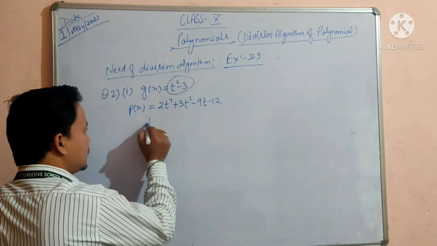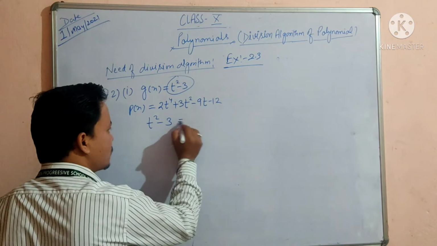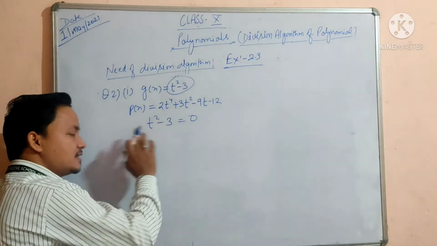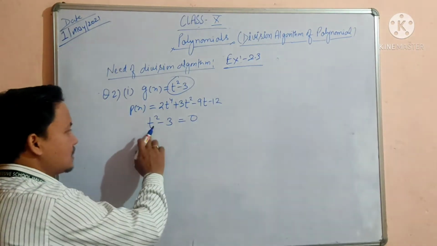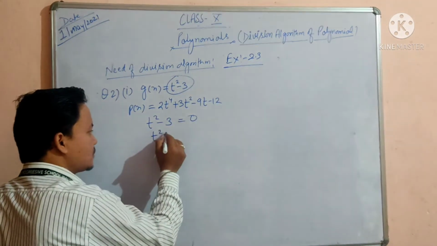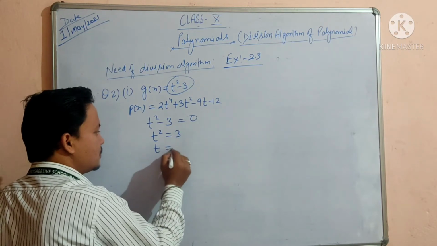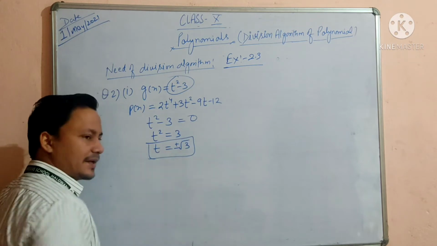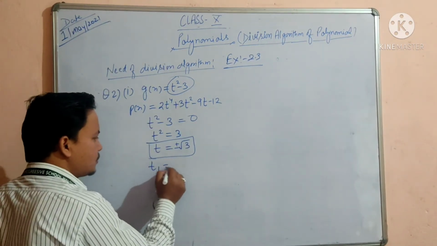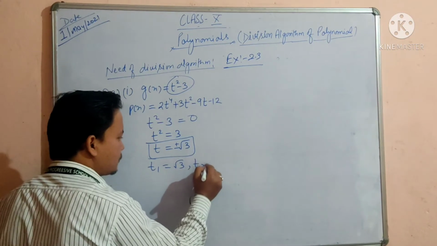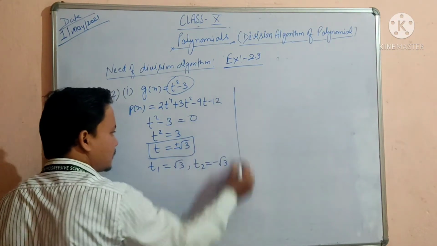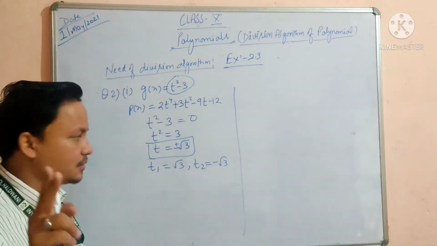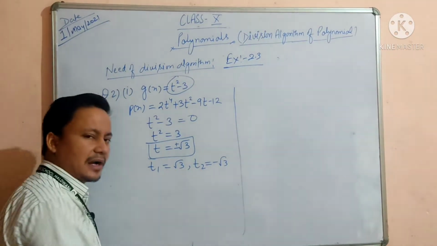From here see t square minus 3 is equal to 0. Okay, we will put the first polynomial equal to 0 so that we can easily find the value of t. So t square minus 3 equal to 0, then we get t square is equal to 3, and from here t is equal to plus minus root of 3. Okay, so from here we get t1 is equal to root 3, and t2 is equal to minus root 3, because as you see this is a quadratic polynomial, so it will give you two zeros. The very first is root 3 and the second one is minus root 3.